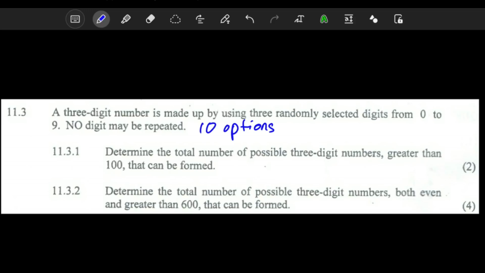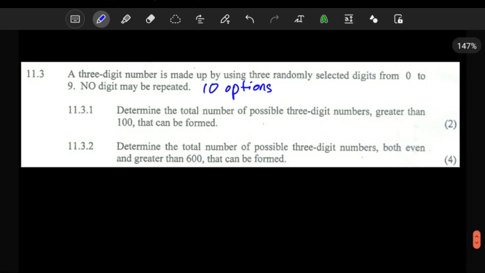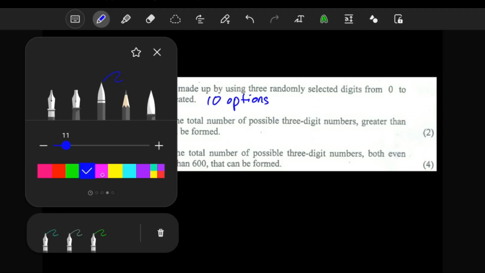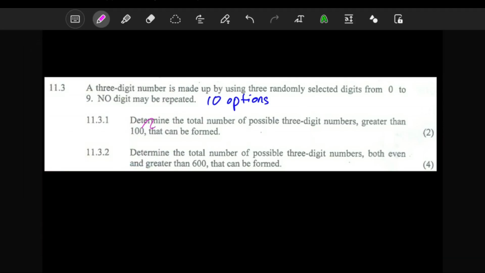You see, because it's 0, 1, 2, 3, 4, 5, 6, 7, 8, 9. For 2 marks, they say determine the total number of possible 3-digit numbers. Come on, man. Why are you repeating numbers? You're trying to confuse us. Why are you doing that? Determine the total number of possible 3-digit numbers greater than 100 that can be formed.